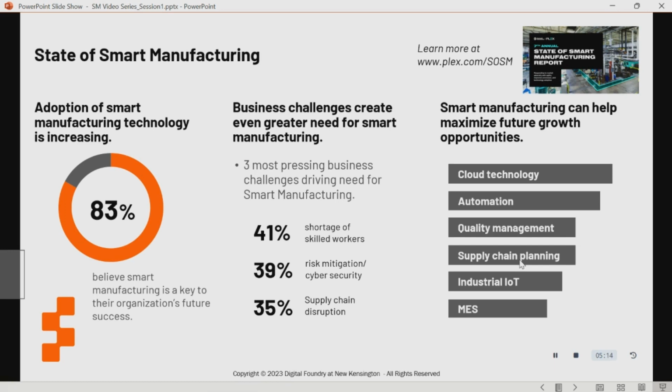When you look at smart manufacturing and how it can help maximize growth opportunities, the things that were mentioned most often were cloud technology, automation, quality management, supply chain planning, industrial Internet of Things, and manufacturing execution systems.